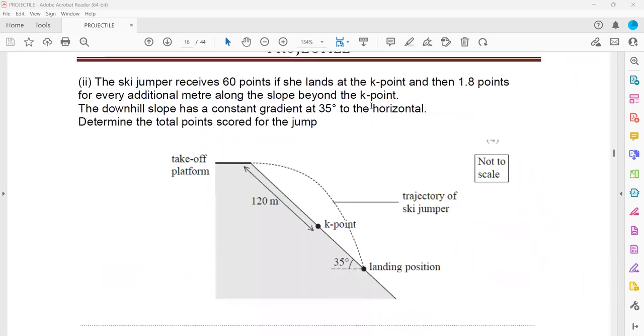Now you can see the ski jumper receives 60 points if she lands at the K point and 1.8 points for every additional meter. So if they land at the K point, they will receive 60 points. But for each additional 1 meter, they will receive an extra 1.8 points. The downhill slope has a constant gradient of 35 degrees to the horizontal. Determine the total point score for the jump.